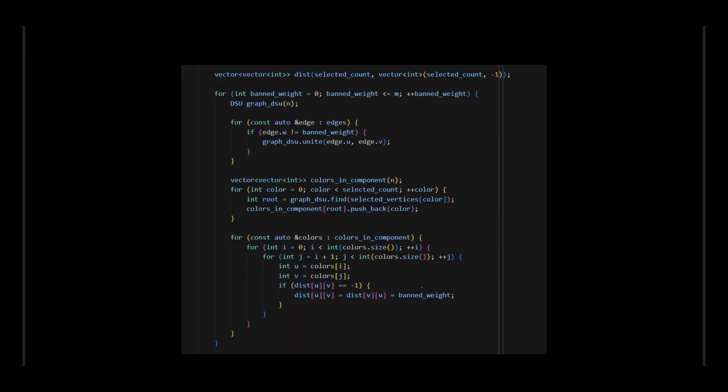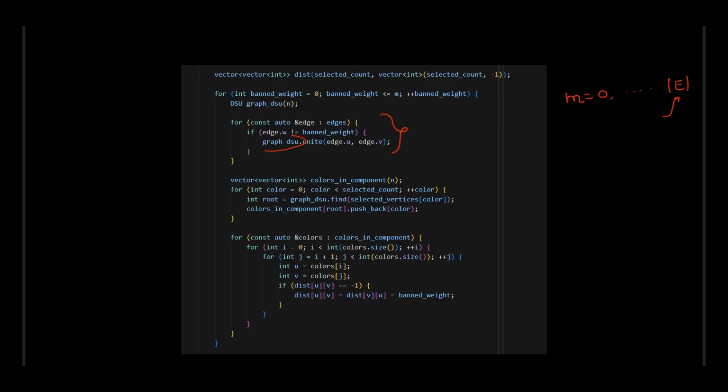So how do we implement this? First of all, you have to compute the pairwise distance. For that, you start banning edges from 0 up to the size of the edges, right? Because the maximum max can be E. So you start banning all the edges, and in each round you create a fresh DSU.